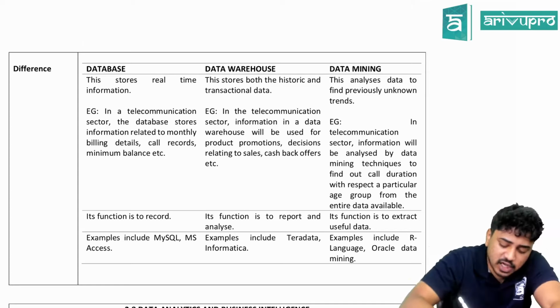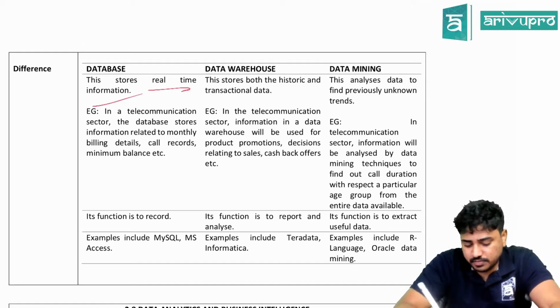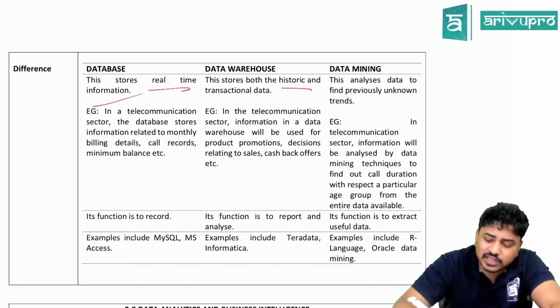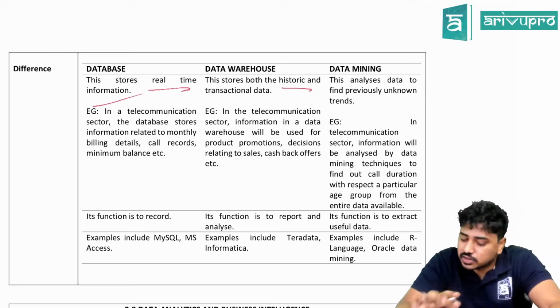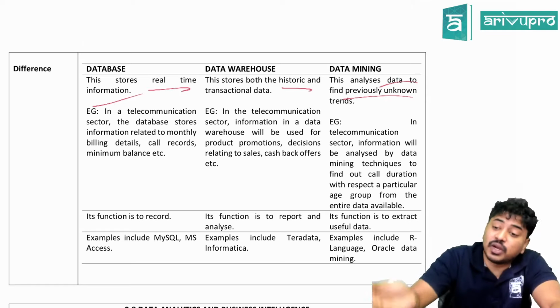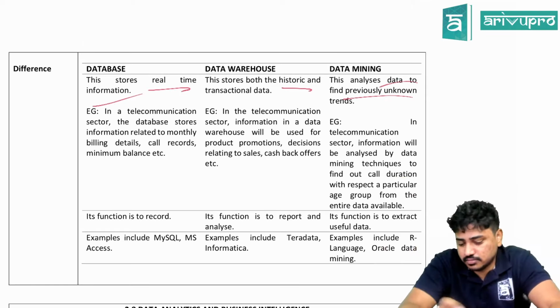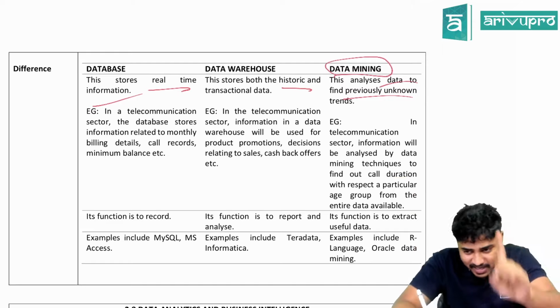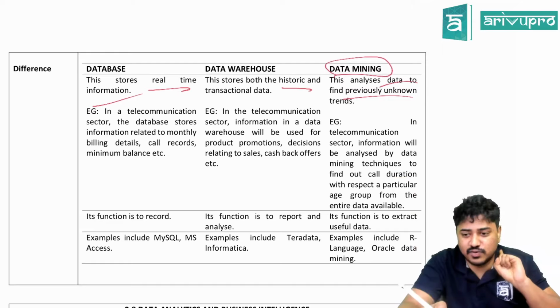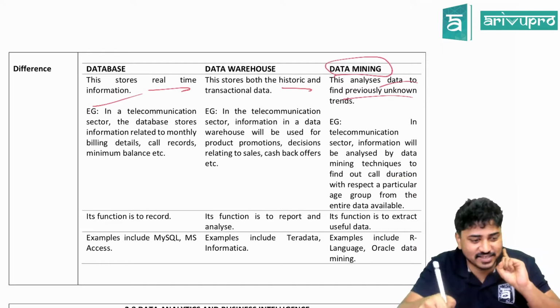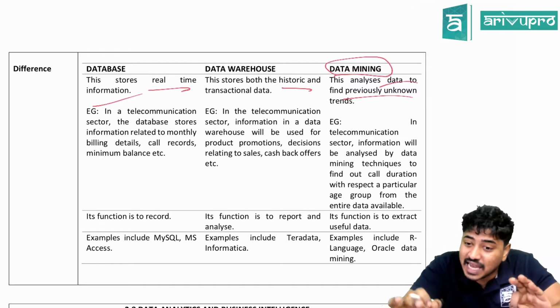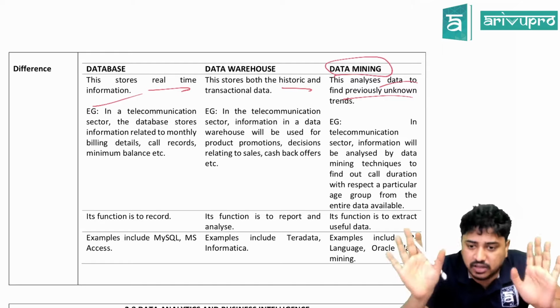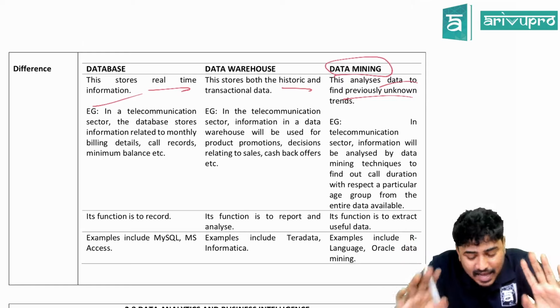Now, database stores real-time information. Data warehouse stores historical information. Data mining analyzes the previously unknown trends. You should know data mining and data analytics is going to come. That will also confuse you in future, so please understand here itself. Data mining is analyzing the previous trends: what has happened.